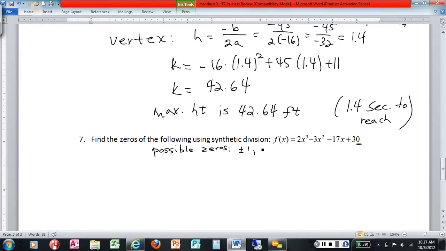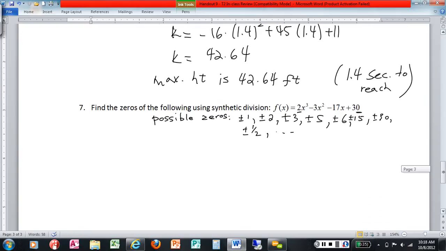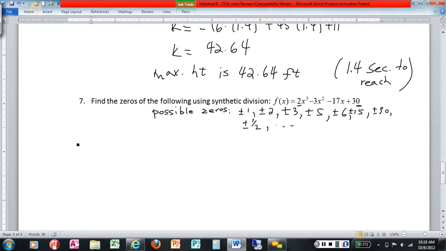So for 30, factors of it would be 1, 2, 3, 5, 6, 15, 30. All the factors of 30, there's a bunch of them. And then even add on top of that, take those and divide them by factors of this front. So, for example, we could have plus or minus a half, divide by factors of 2, and so forth and so on. I'm not going to list all those out because we'll find them here.